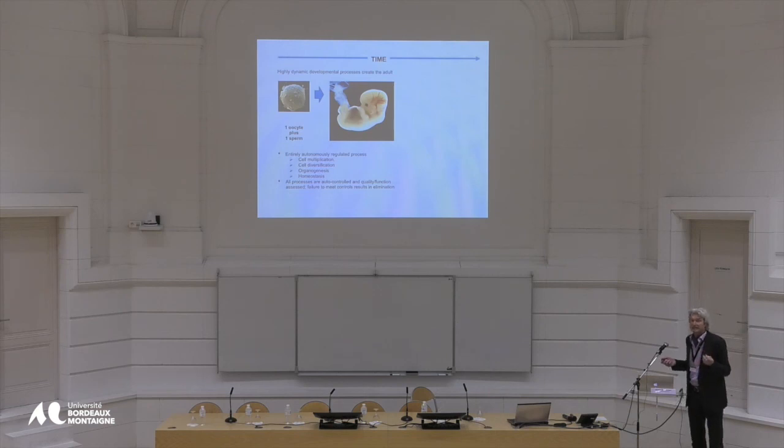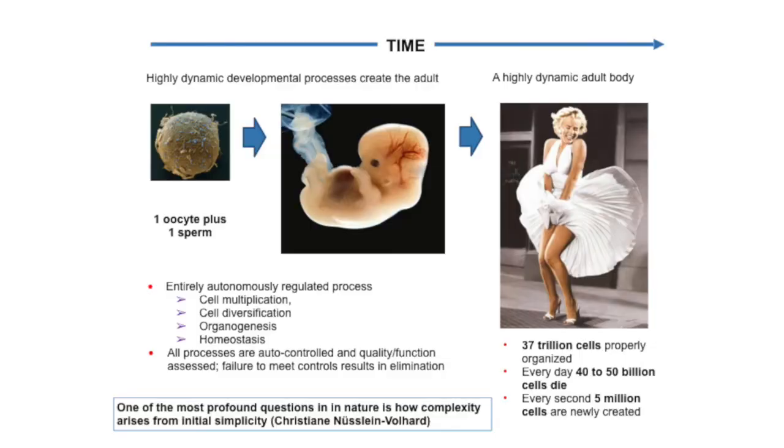And sometimes elimination helps to shape the body. For example, you have four fingers because the cells which had been existing in the space in between simply died. So this process at the end leads to an adult body, which itself is also extremely dynamic, as you can see here on the slide.